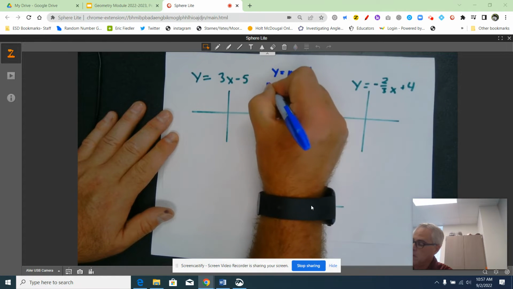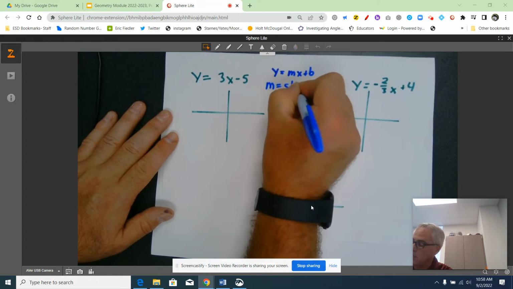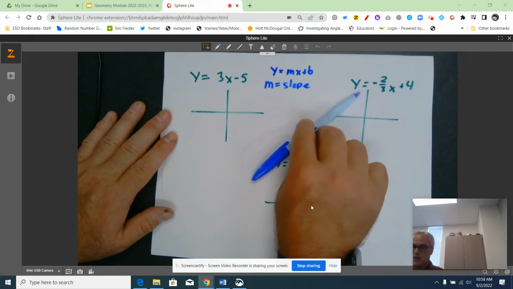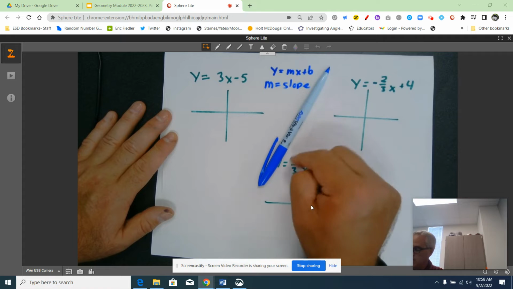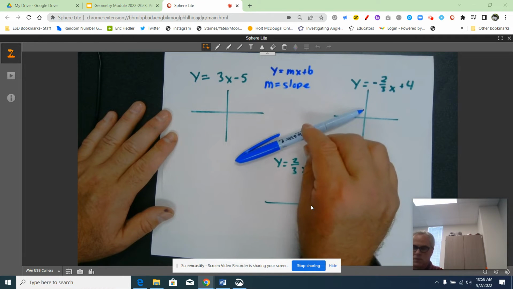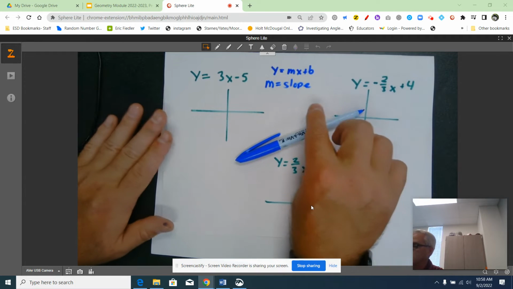The m represents the slope. And what slope is, it's the steepness of the line, how steep a line is. For example, this line right here, I'm showing with my pen, is more steep than that one. Okay, and so it's a way to tell how steep a line is.